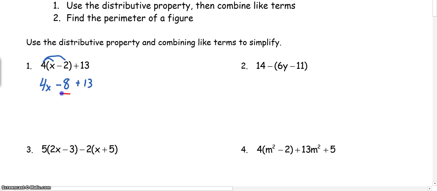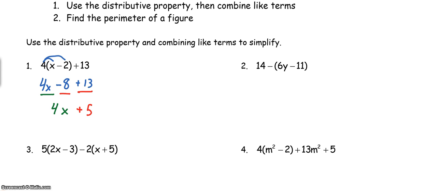So negative 8 and 13 are like terms because they are constants. So negative 8 plus 13 is plus 5. The 4x has nothing to combine with, so it stays the same. So our final answer would be 4x plus 5.